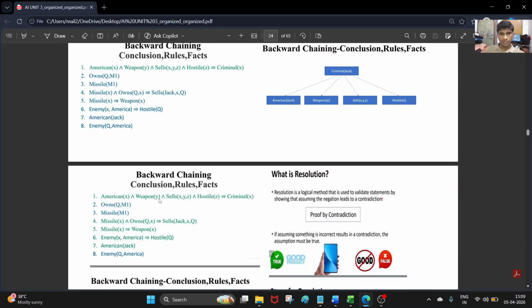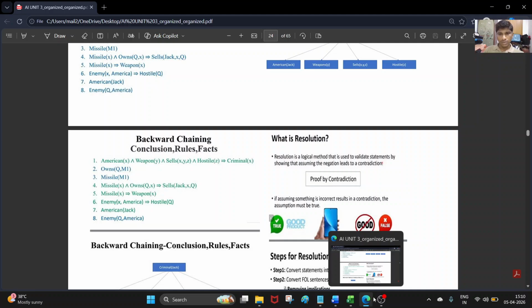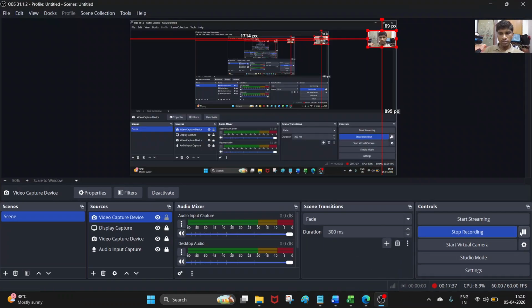Next is resolution. What is resolution? Resolution is nothing but proof by contradiction.